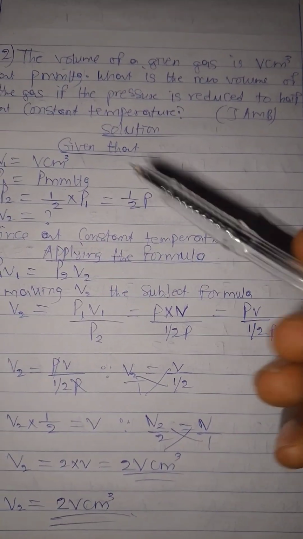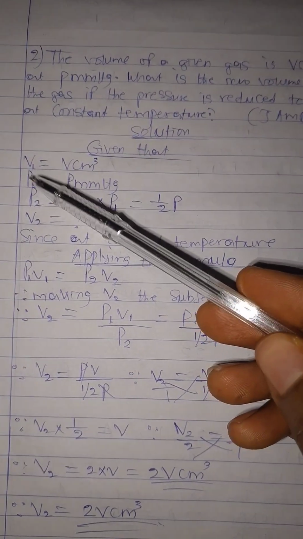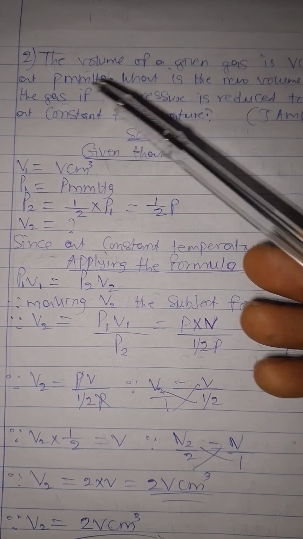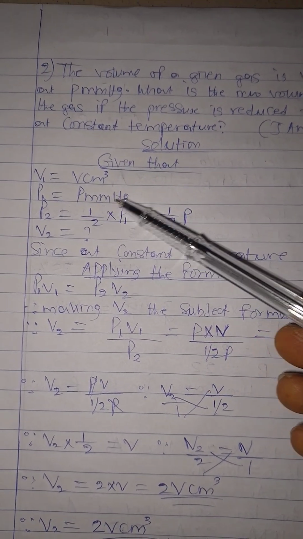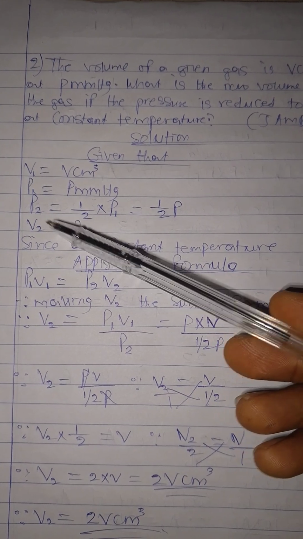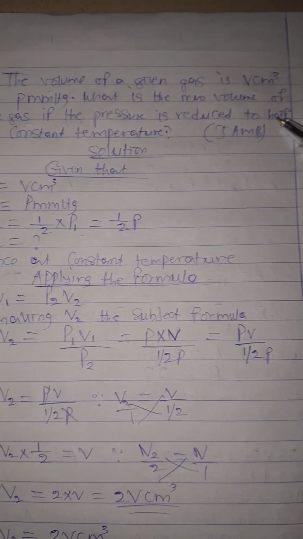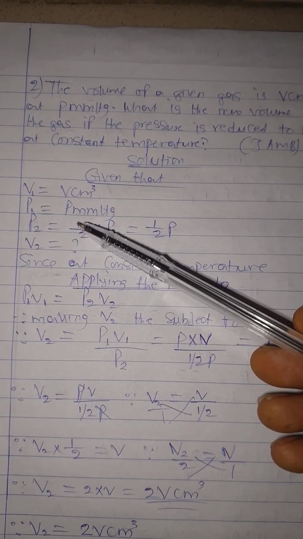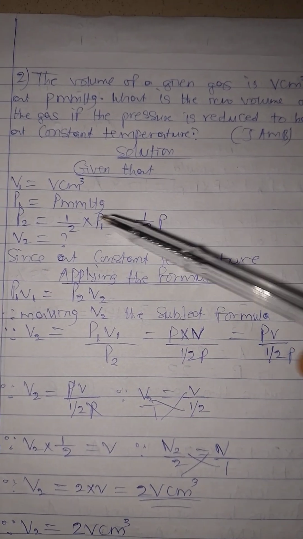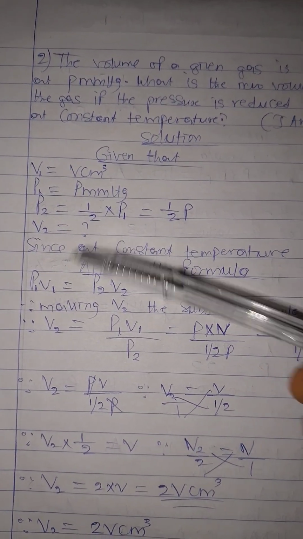So we have the solution. Given that my first volume, V1, is V centimeter cube from the question, and also my P1 is P millimeter mercury. So what's my P2? My P2 is reduced. It says that if the pressure is reduced to half, therefore my P2 is equal to half of P1, which is half times P. So therefore we have to find V2, and V2 is unknown.